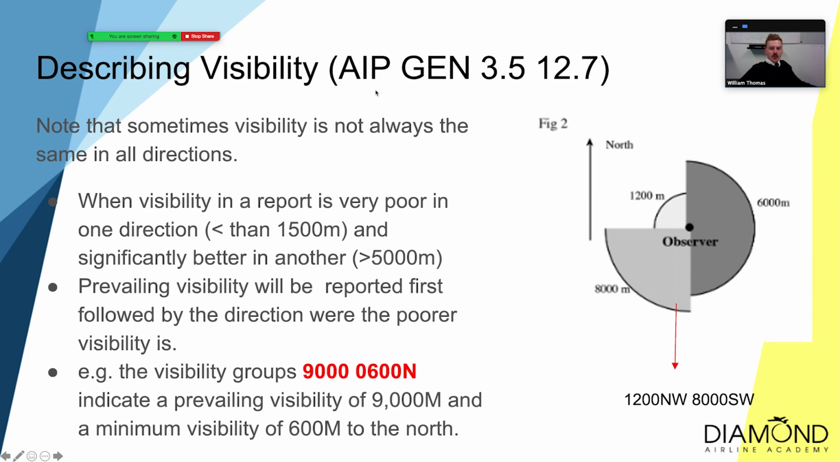Note that visibility is not always the same in all directions. When visibility in a report is very poor in one direction and significantly better in another, prevailing visibility will be reported first, followed by the direction where the poorer visibility is. For instance, visibility 9,000 meters, minimum visibility 600 meters to the north. Very rare, I don't think I've ever seen that in a forecast.